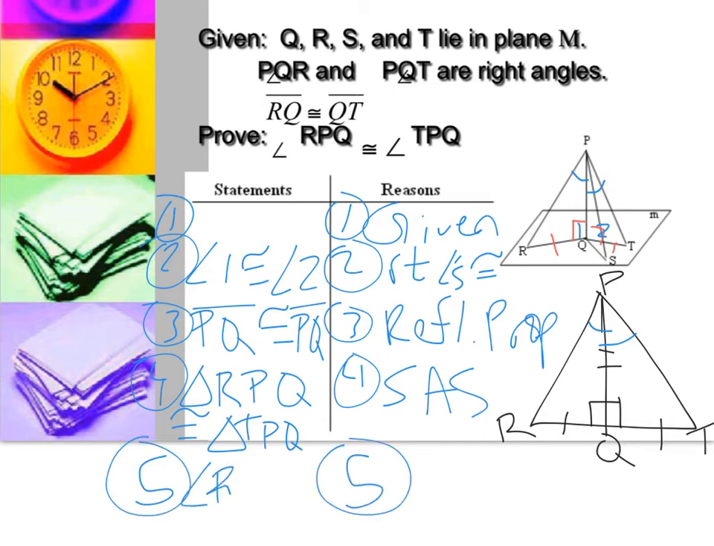Angle RPQ congruent to angle TPQ, by CPCTC. Corresponding parts of congruent triangles are congruent. Woo! Yeah! Lovely.